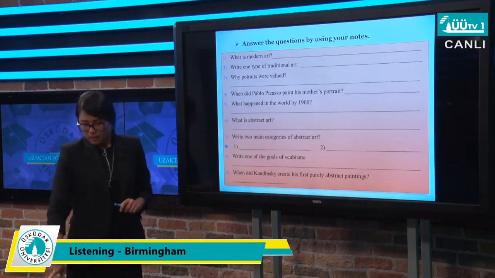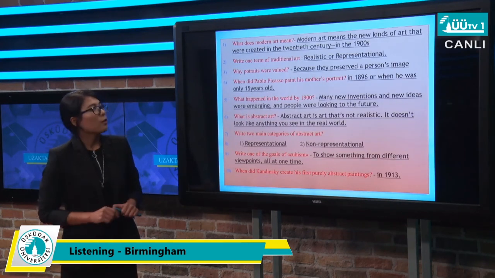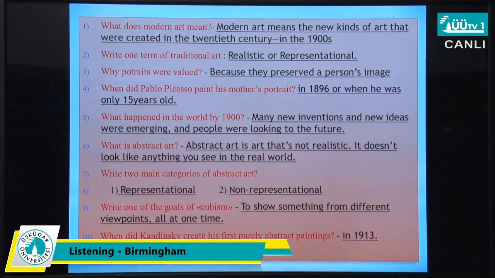Okay, if you have finished your writing, let's check our answers. Your answer should be like that. For the first question, modern art means the new kind of art that was created in the 20th century, in the 19th. You can also write it shortly. It's a kind of art that was created in the 20th century. It's also acceptable. Okay, let's move on. Second question, write one term of traditional art. As you know, we have 2 terms, but here one is enough. You can also write realistic or representational.